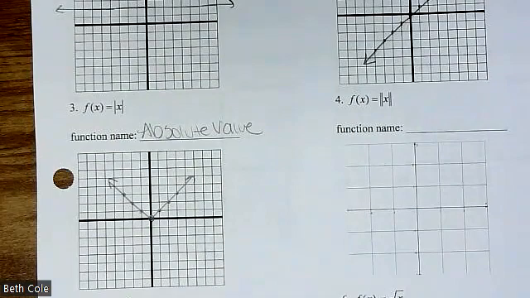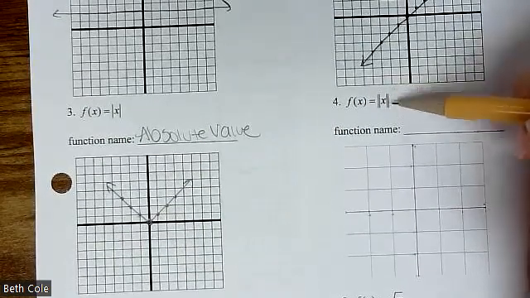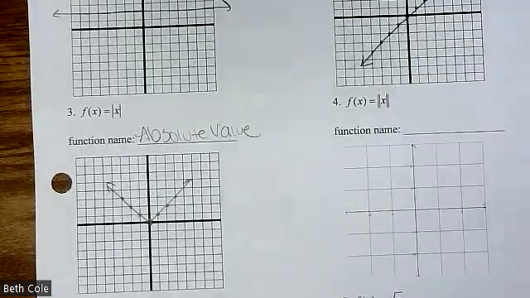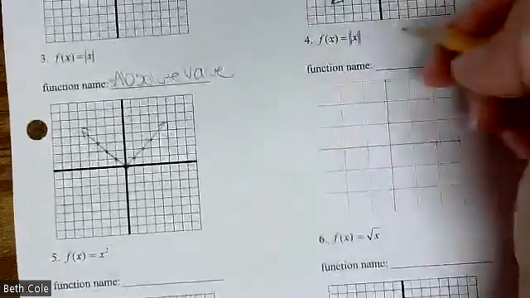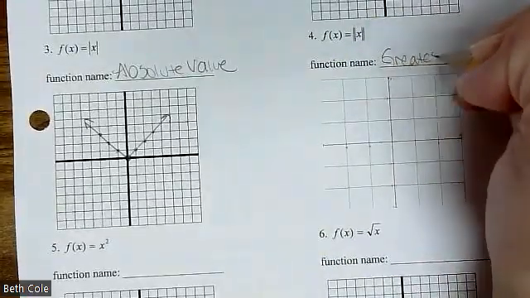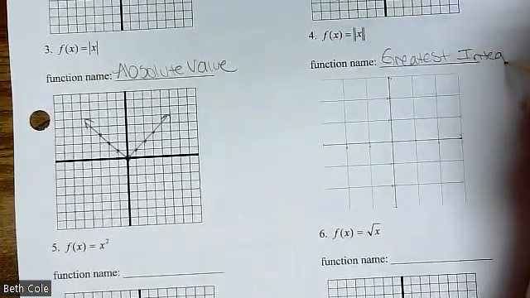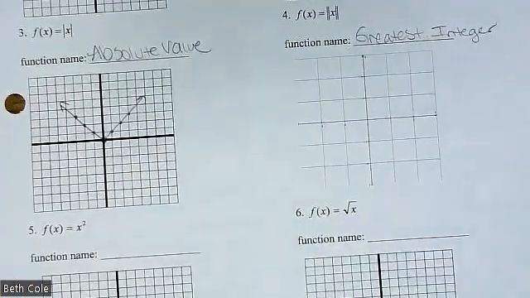Some algebra 2 students say they've heard of this one before, and some say they haven't. So I have a feeling some teachers cover it and some don't. It's like these bolded absolute value bars. Is that familiar to anyone at all? Okay, that's totally fine. It is called greatest integer. Its nickname is the step function, and you'll see why when I show you what it looks like, because it looks like a staircase.